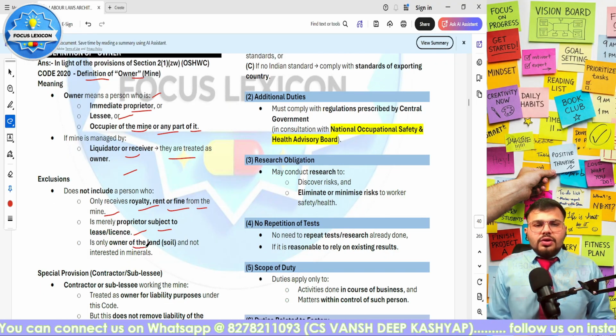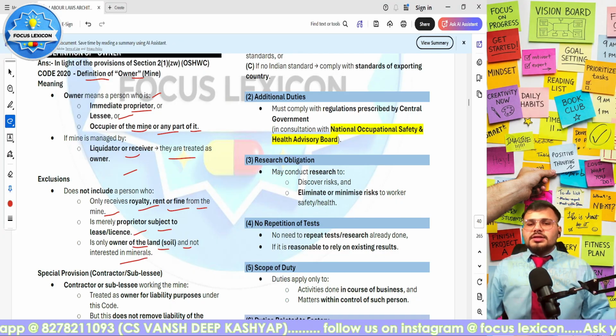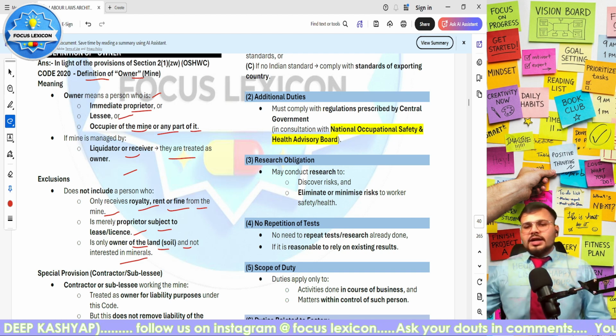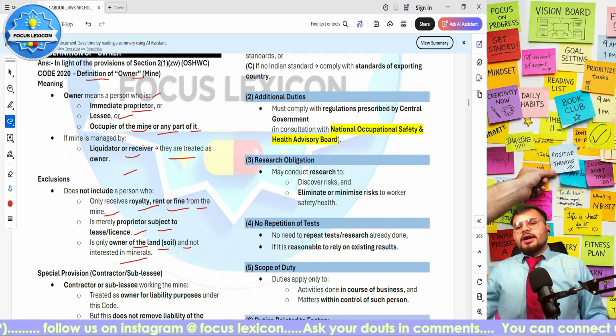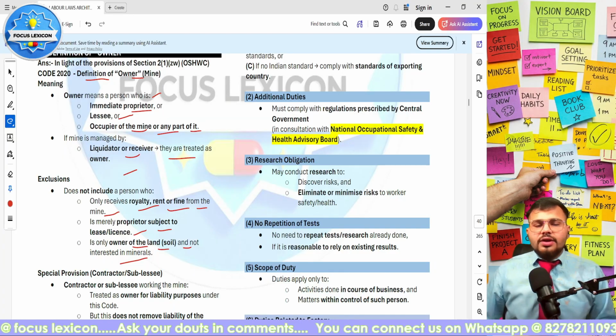Is only owner of the land, soil, and not interested in minerals. That person does not know that his land is rich in minerals. He does not know. He just knows that it is a piece of soil. It is a piece of land. So the person who is unbothered with mines, so that is also not an owner.